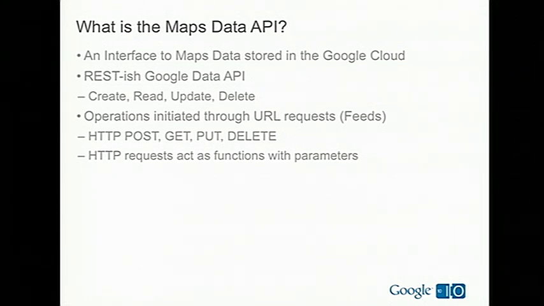If you send a post to a URL, that says I want to create something. If you send a get, I want to read something. If you send a put, it means I want to update something. And you can also send a delete to delete something. So you can do all those operations in the Maps Data API.